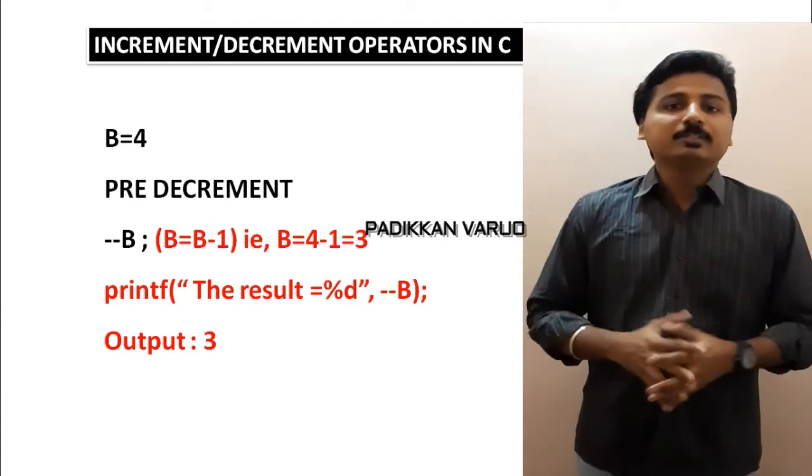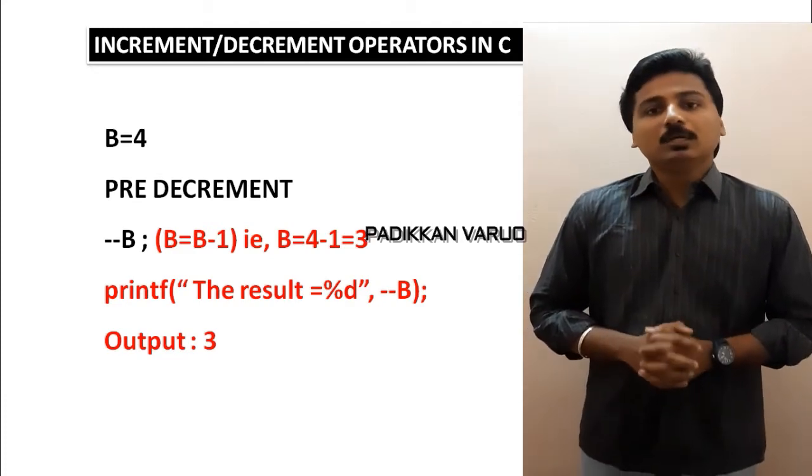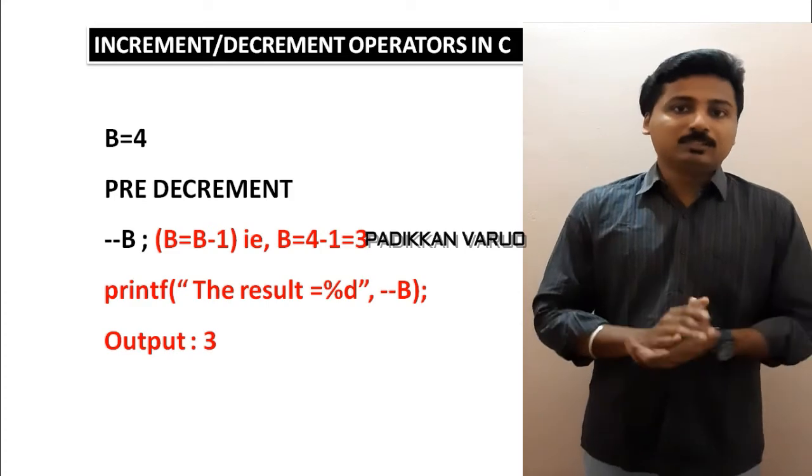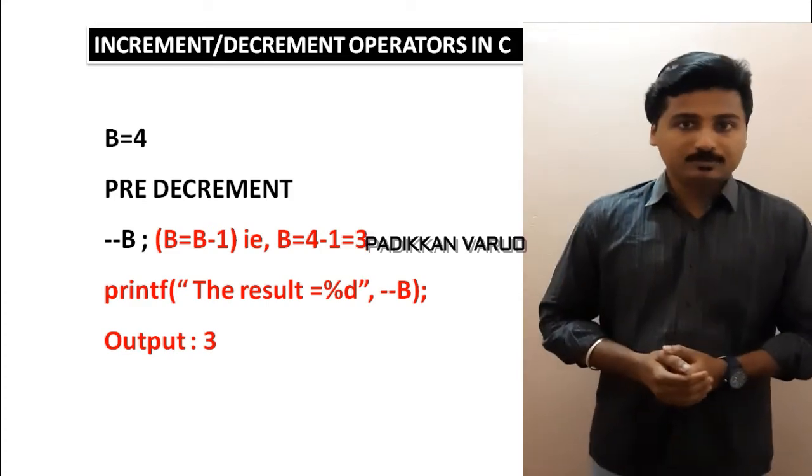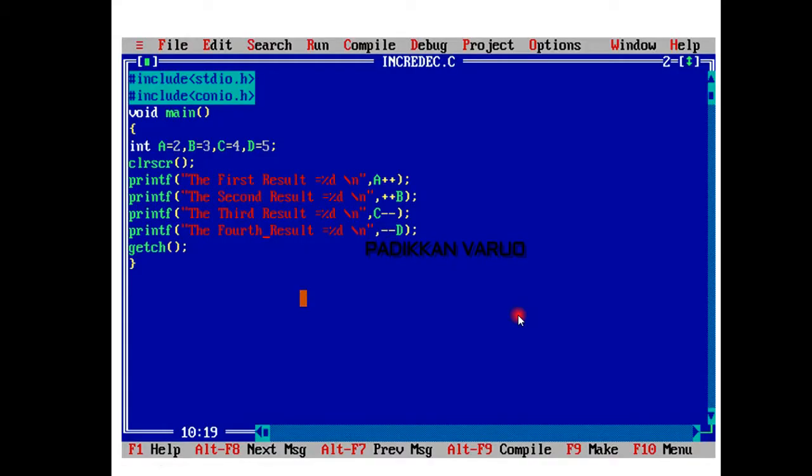So that is the difference between pre-increment and post-increment, and likewise pre-decrement and post-decrement operators. This is a program that shows the working of increment and decrement operations in C. Moving on to the first section, we have included two important libraries, that is standard input output and console input output. We have included these libraries because we are using a lot of built-in functions related to them.